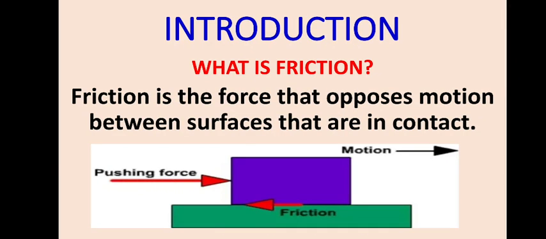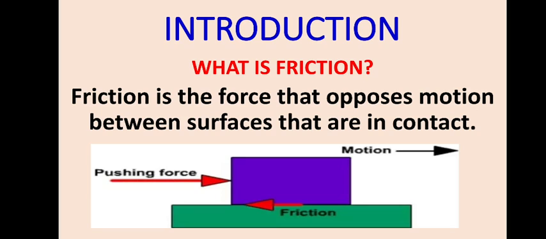Today we are going to learn about friction, chapter number 12. What is friction? Friction is a force that opposes motion between surfaces that are in contact. The definition says that friction is a force. As we have learnt in the force and pressure chapter, frictional force is an example of contact force.